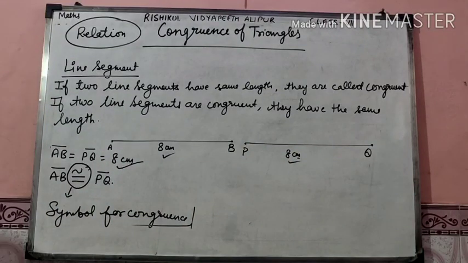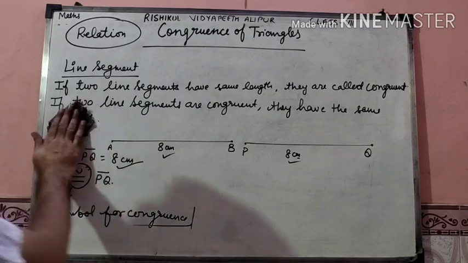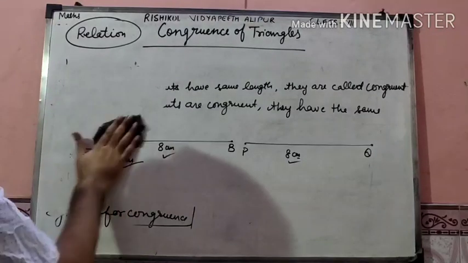The next one is angles. You all have studied about angles in your previous classes. In sixth class you have learned about angles and different types of angles. So we will talk about the angles.